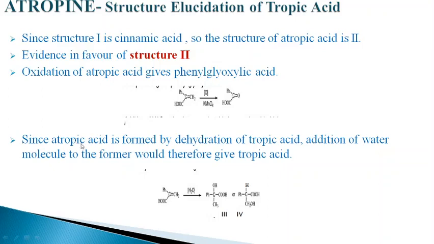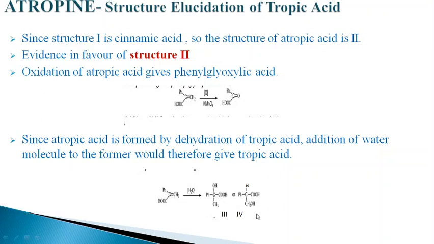How to elucidate the structure of tropic acid? Since atropic acid is formed by dehydration of tropic acid, on addition of a molecule of water to atropic acid, we will get tropic acid. As you can see, this is the structure of atropic acid. On hydration, there are two possibilities of addition of H and OH. One is the negative part, where the hydroxyl group has entered according to Markovnikov's rule, and the hydrogen here.